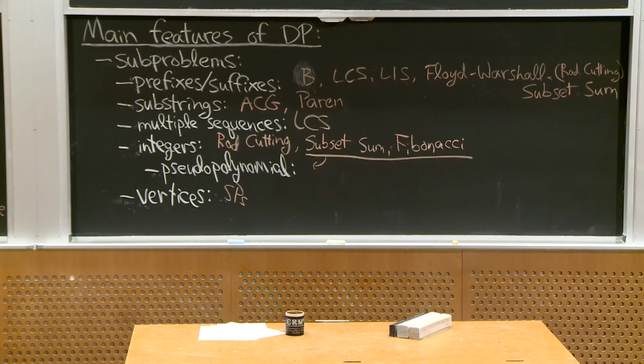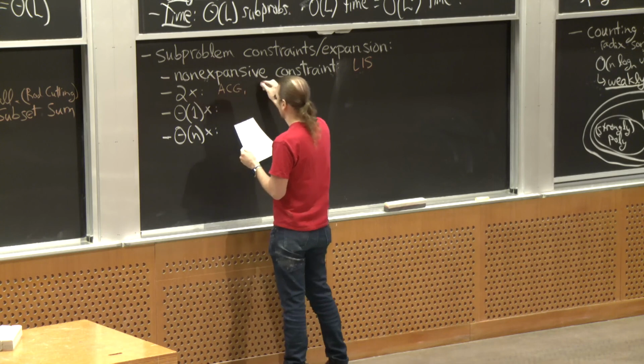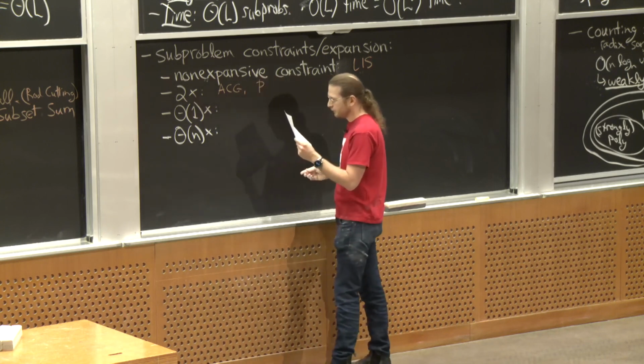OK, back to subproblem expansion. We saw a couple of examples, alternating coin game and parenthesization. Sorry, not parenthesization.